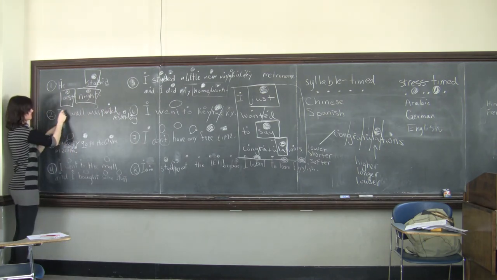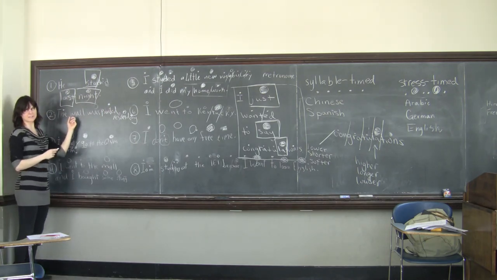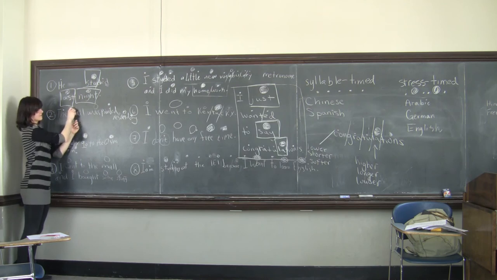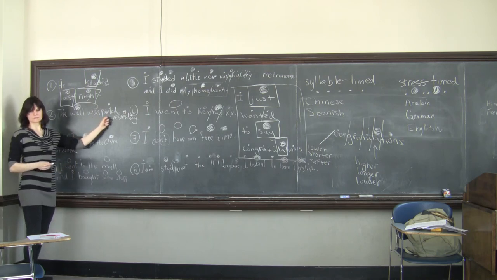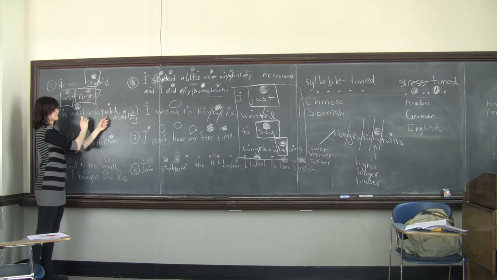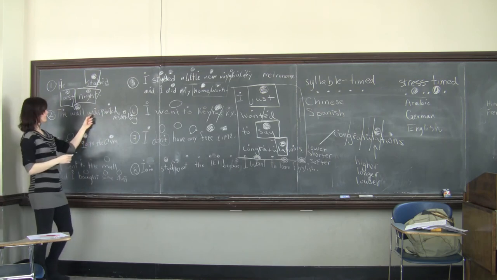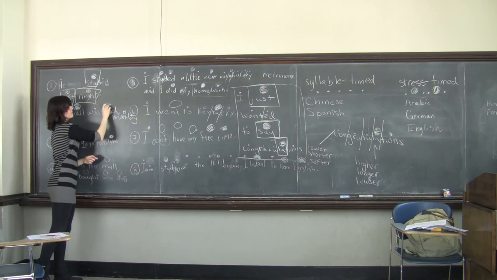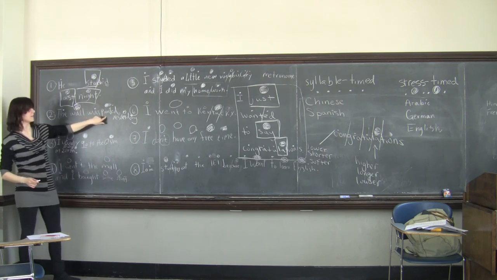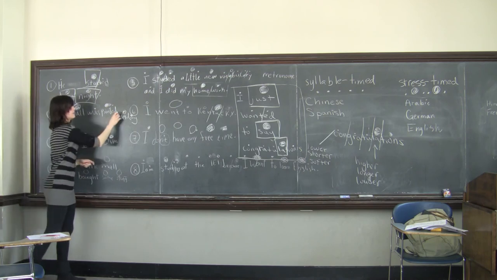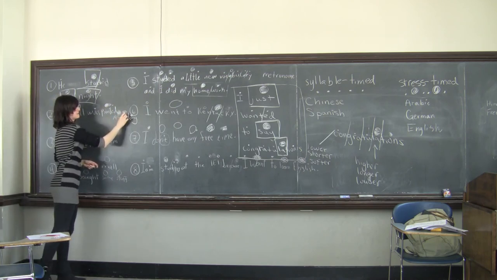Number two. The wall was painted yesterday. Is wall big stress or small stress? Big. Content word, right? Was should be small because? Because it's a helping verb. You have the main verb, paint, and the helping verb, was. Was painted yesterday.